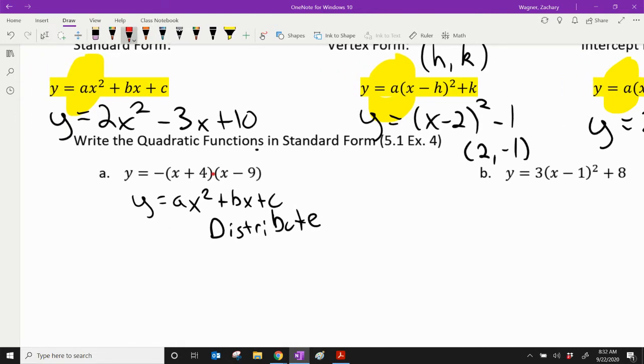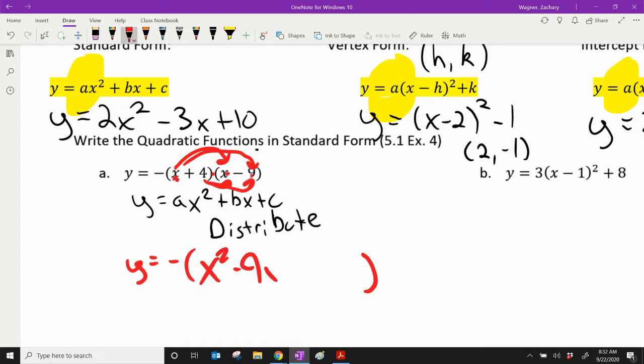Now, whenever we're multiplying these out, make sure that negative sign, this guy, waits until the very end. I'll show you why. Do not distribute that negative sign into it yet. And put your parentheses around the whole 4 terms. X times x is x squared. X times negative 9 is negative 9x. 4 times x is positive 4x. And 4 times negative 9 is negative 36.